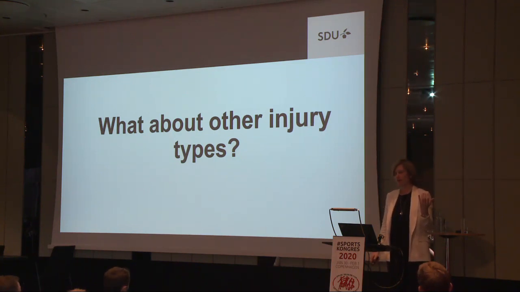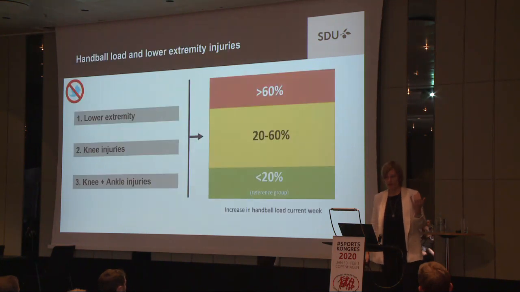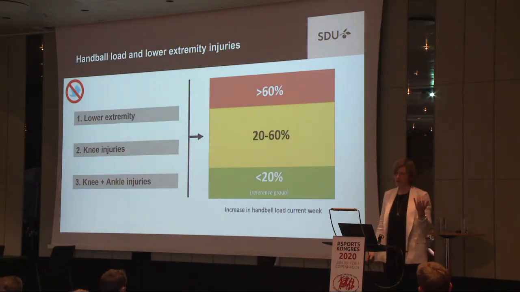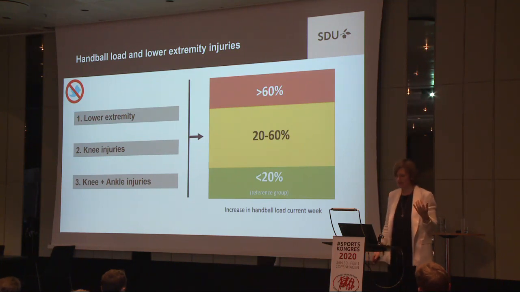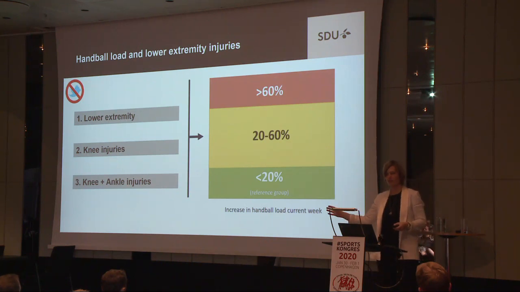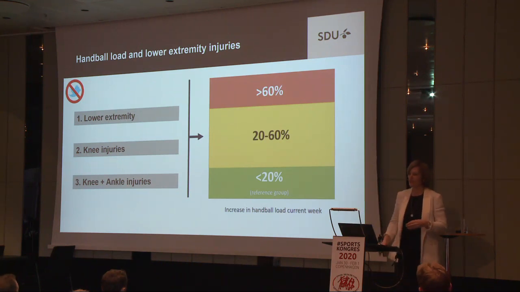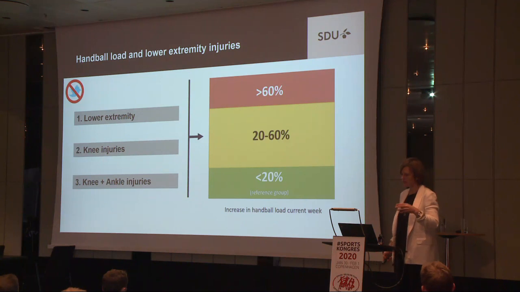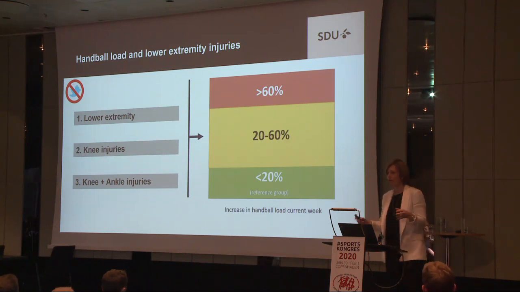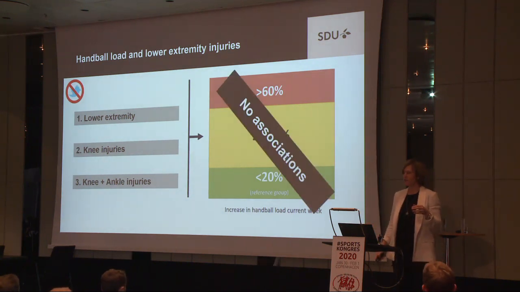Because in handball we do have a lot of injuries, and some of the most prevalent injuries are injuries to the lower extremity, ankle and knee injuries. And we applied the same cut points as we did on the shoulder to these extremity injuries. And here, if we look at the whole group, we didn't find any associations.